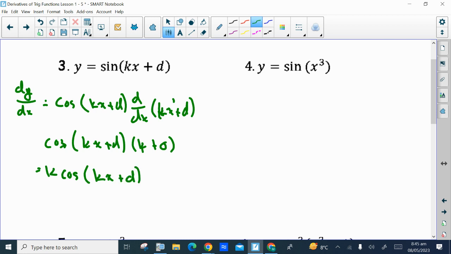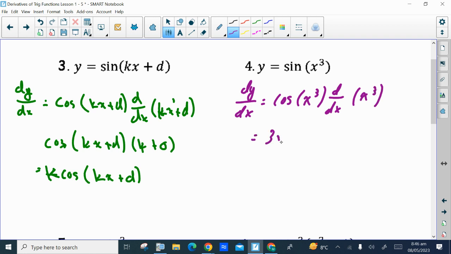So there's the value of that derivative. Coefficient of k. Number 4. Again, the derivative of sine is cosine. So dy by dx is found by using the chain rule. The derivative of sine is cosine, so you take cosine of x cubed and then multiply by the derivative of what's inside the bracket. And the derivative of x cubed is 3x squared. So there's the value of that derivative, an expression.